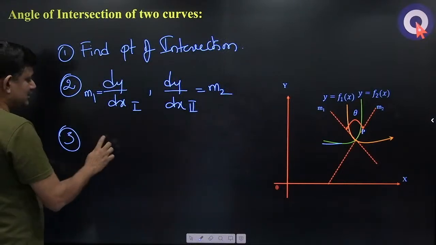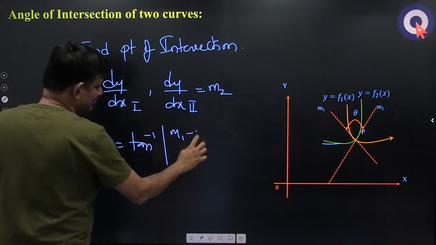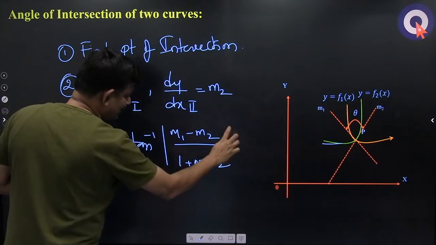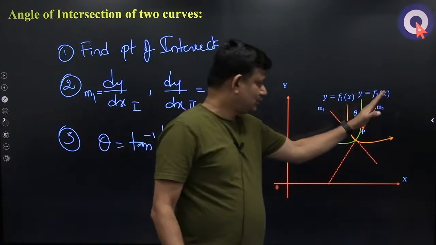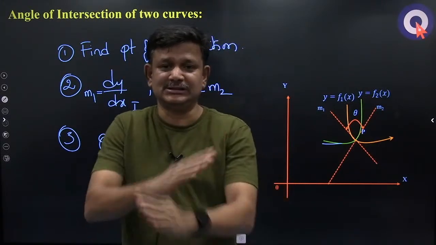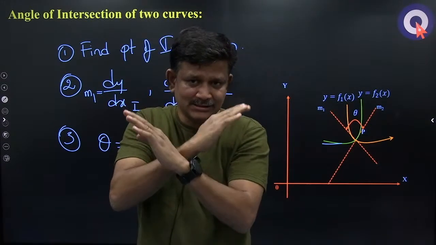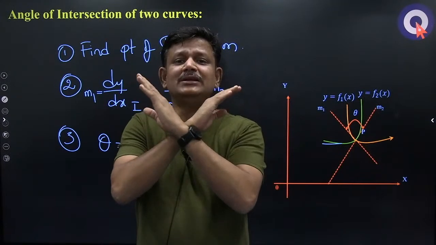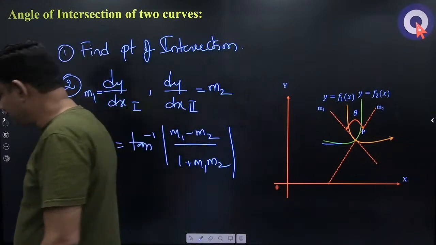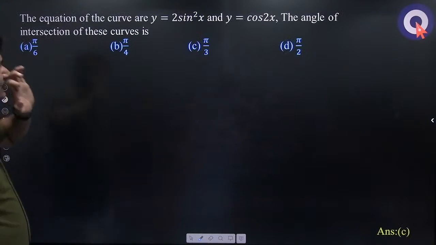Angle theta is given by tan inverse modulus of m1 minus m2 by 1 plus m1 m2. This formula is straight away coming from your straight lines chapter, angle between two lines. So angle between two curves is nothing but angle between the tangents at the point of intersection. First find the point of intersection, find slope of tangent to the first curve, find slope of tangent to the second curve, and once you know both the slopes, m1 minus m2 by 1 plus m1 m2 will give you angle between the curves. Very simple.